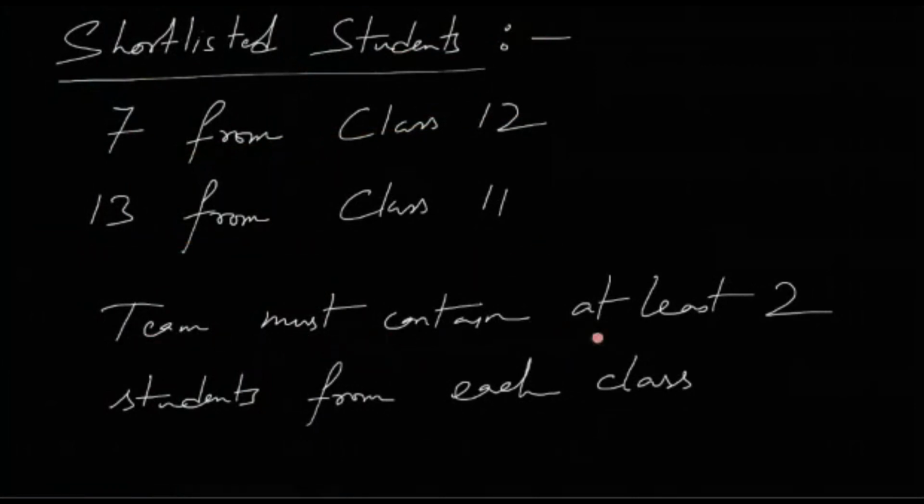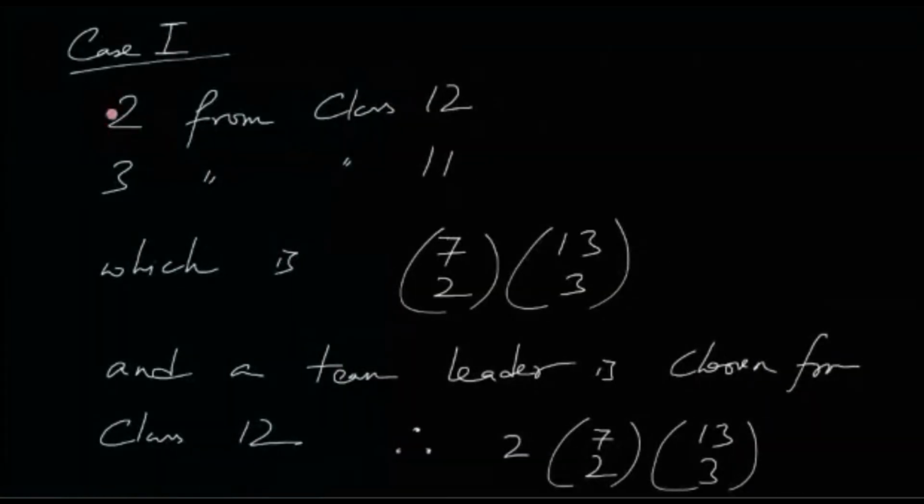The shortlisted students contain 7 from class 12 and 13 from class 11. The team must contain at least 2 students from each class. So there are two possibilities. Case 1: 2 students from class 12 and 3 students from class 11. This can be done in 7 choose 2 times 13 choose 3 ways, because there are 7 students from class 12 and 13 from class 11. After that, a team leader has to be chosen from class 12, so there are two possibilities. So 2 times 7 choose 2 times 13 choose 3. This is the answer for case 1.